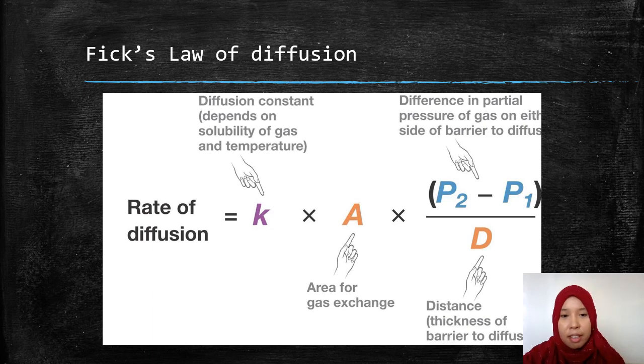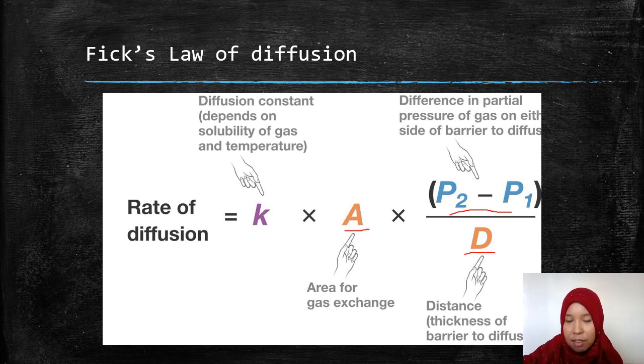So oxygen and carbon dioxide each have their own diffusion constant. Oxygen is a smaller molecule compared to carbon dioxide, but carbon dioxide has a higher solubility compared to oxygen, which means that the efficiency of diffusion is higher in carbon dioxide than oxygen, right? And that's something that we cannot change. But what we can change is the A here, the area for gas exchange, the partial pressure difference, and also the distance, right?